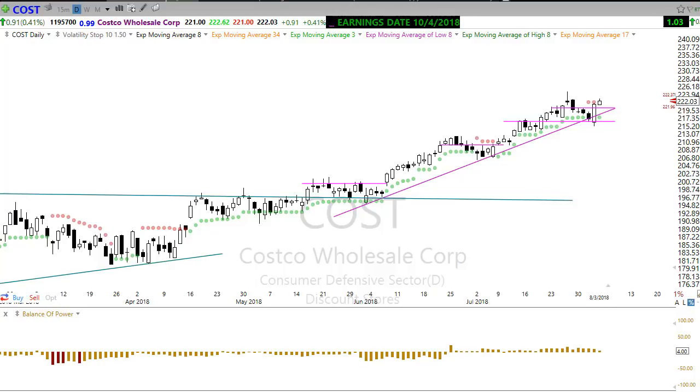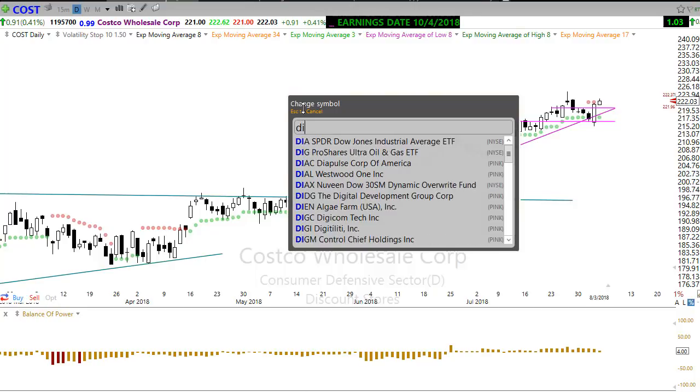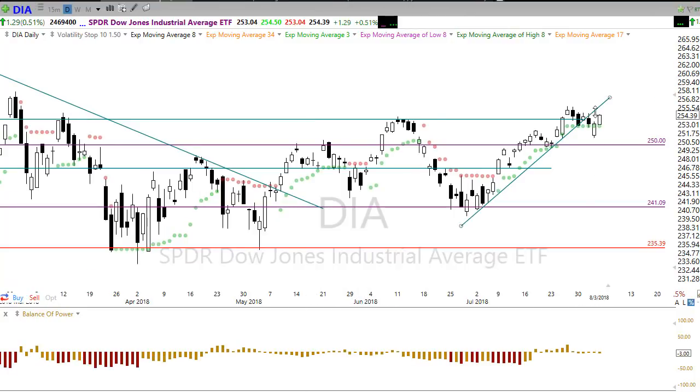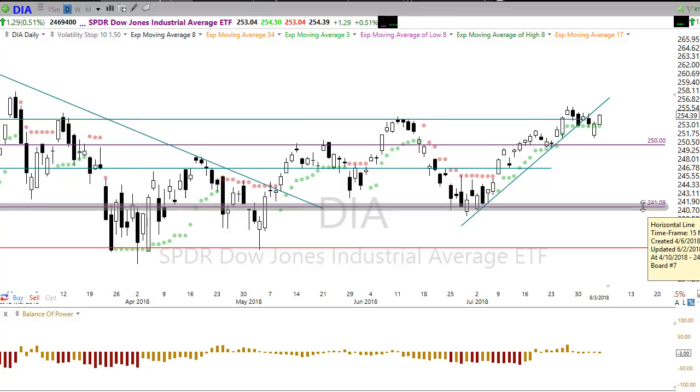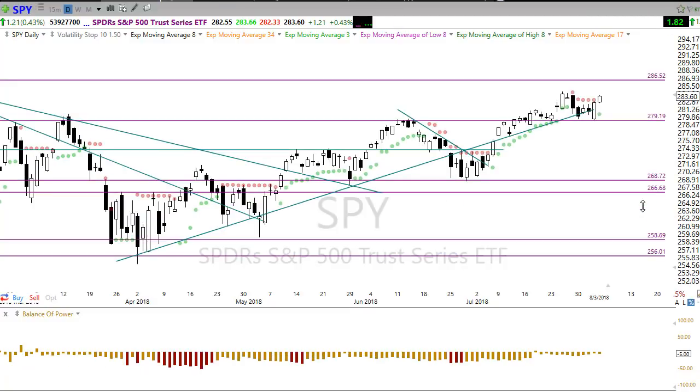If you look at the markets right now, is the Dow in a current downtrend? No. Is the SPY in a current downtrend? No. So until the market starts downtrending, I'm not going to trade short trades most of the time.